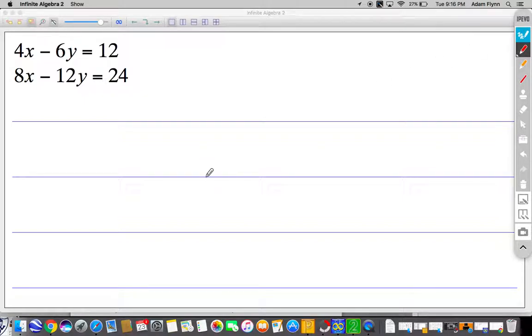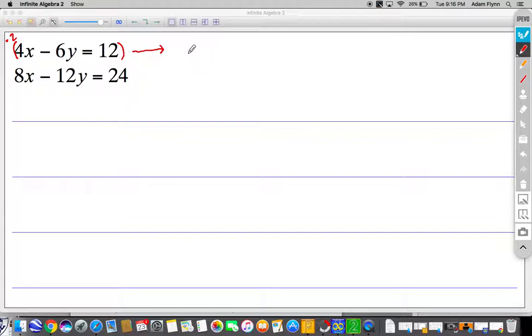Okay, taking a look at this problem, 4x minus 6y equals 12, and 8x minus 12y equals 24. So first off, we have to pick a variable to eliminate. So taking a look, how about this time we eliminate x? So I've got a 4x here and I've got an 8x here. If I had a negative 8x up here, I know when I combine, my x's would eliminate. So I'm going to multiply this top equation by negative 2.